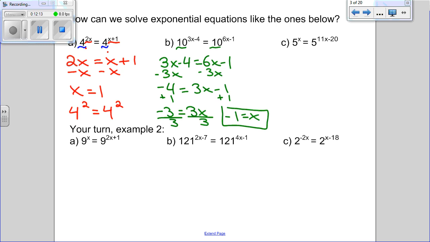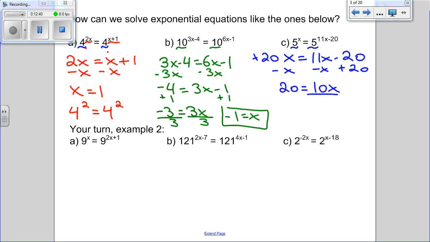All right, last one. Same situation. The bases are the same. So that means I can just say x equals 11x minus 20, and I can solve that. Move all my x's to one side. So subtract x. I'm going to add 20 to both sides. So 20 equals 10x, divided by 10. 2 equals x. This is a strategy that works if the bases are the same. I understand I'm doing the algebra fast, but I have faith you can do the algebra. Bases are the same, just focus on the exponents.